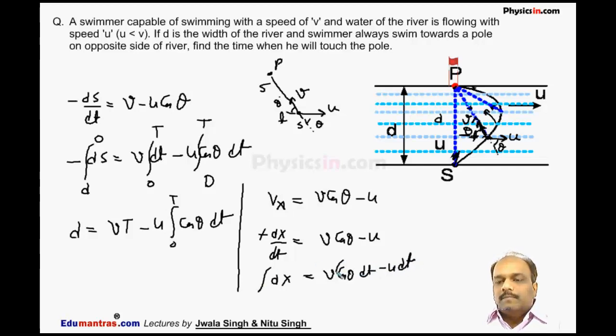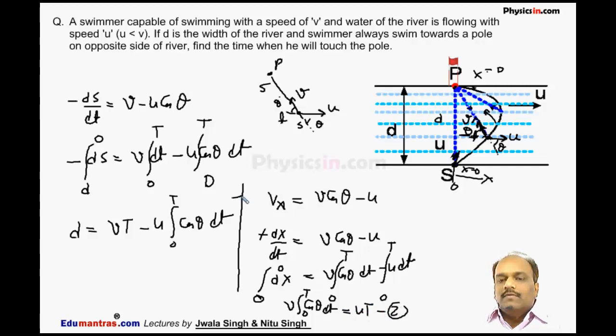On integration, at t equal to 0 we know x is 0. When he catches this pole in time t, again the x coordinate becomes 0. Suppose this is our x-axis, this is our y-axis. Initially the swimmer starts from the origin, and again when he catches it the horizontal displacement is 0. Here x is 0 and here also x is 0. So x initially is 0 and x finally is 0. So from here we get v integration 0 to t cos theta dt, that is equal to u into t. This is our second expression, this is our first expression.